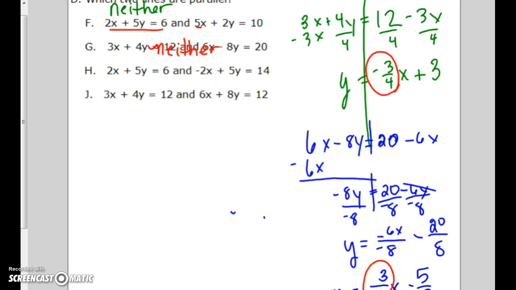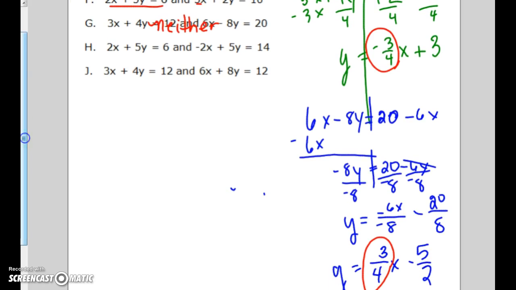Okay, so on G, I went and actually solved out both equations. This is what you should have had on your paper. The slope for the first one would have given me negative 3 over 4. The slope for the bottom one would have given me 3 over 4. They're not the same because one's positive, one's negative, but my numbers are not switched. So again, on this one, my lines are going to be neither.